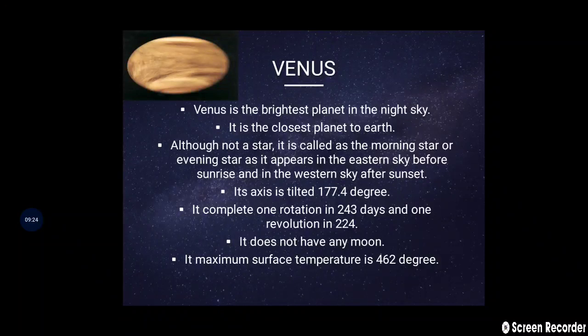Its axis is tilted by 177.4 degrees. It completes one rotation in 243 days and one revolution in 224 days. Its rotation period is more than the revolution period. Pretty interesting. It also doesn't have any moon, just like Mercury. Its maximum surface temperature is 462 degrees Celsius. Pretty hot.